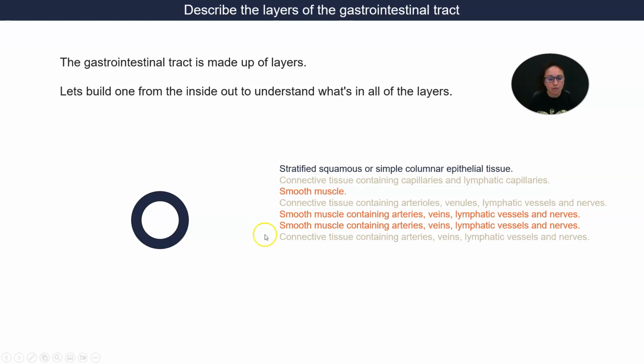Okay? What else do we have sitting on top of that? Well, we have connective tissue. Excellent. Now, embedded in this connective tissue, you will have capillaries, like normal blood capillaries, and lymphatic capillaries. So what you can do is add them in as a little red circle, and maybe a little green circle to add to the picture.